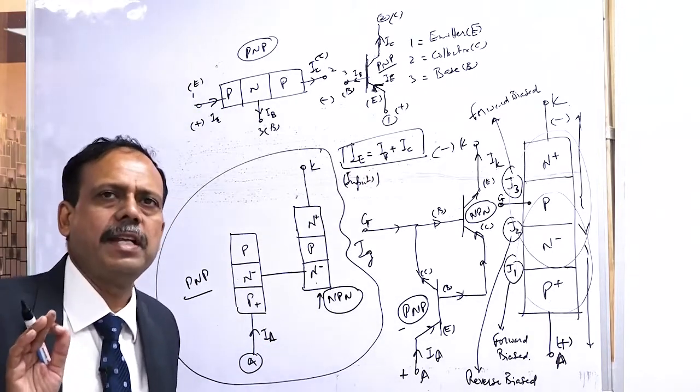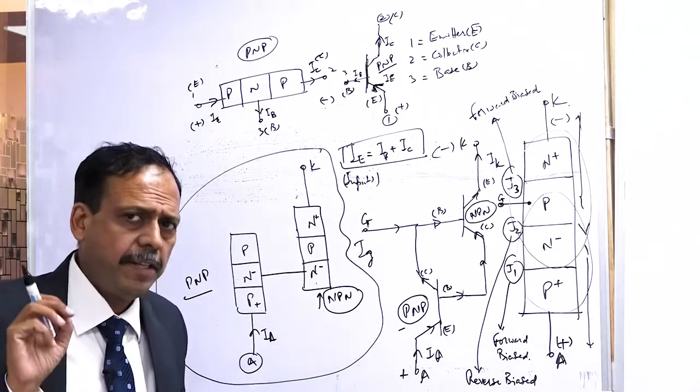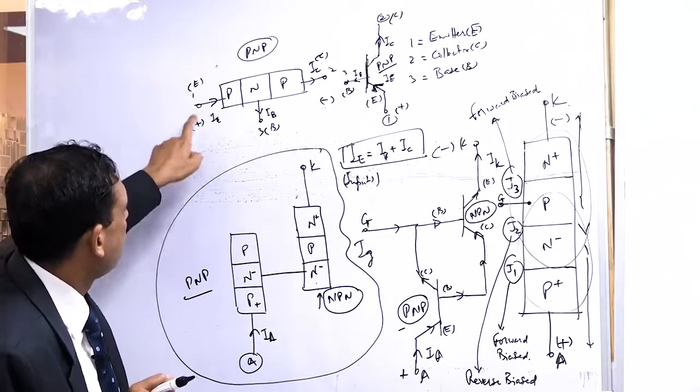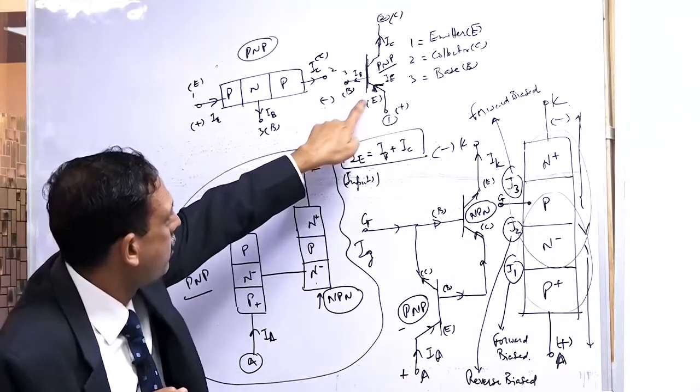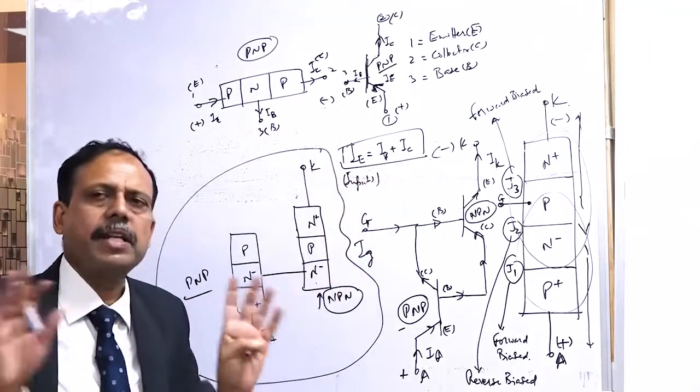Is it clear to Nishanji and SG also? If it is not clear, you will not be able to understand this. In the PNP transistor, the current is going inside, and the emitter current input is equal to base current and collector current in all transistors.